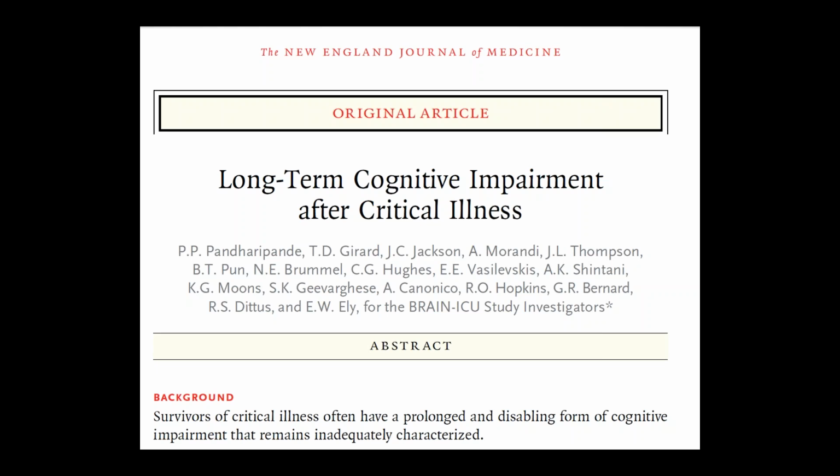This was certainly not the first paper to engage this issue of cognitive impairment after critical illness, but among prospective studies, it is the largest, and we'll wade in and talk about what that paper showed, and then frame the results against the backdrop of what we know from other research as well.